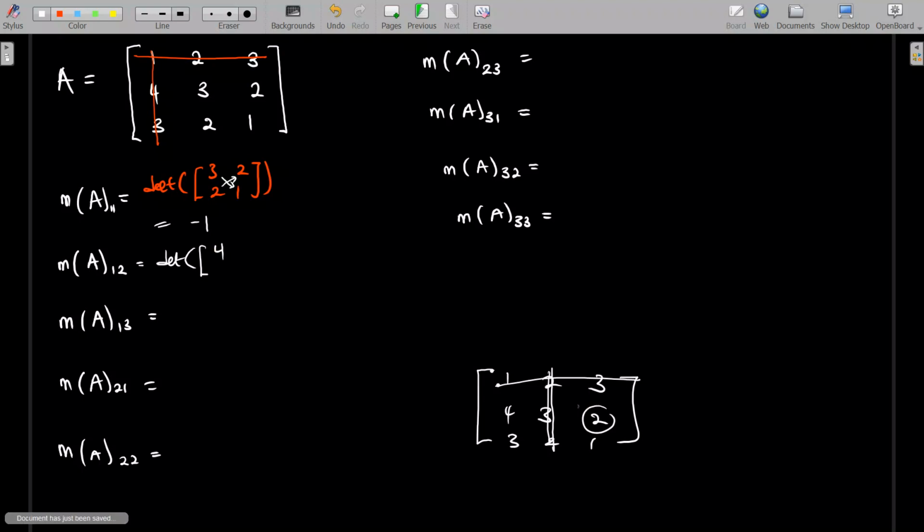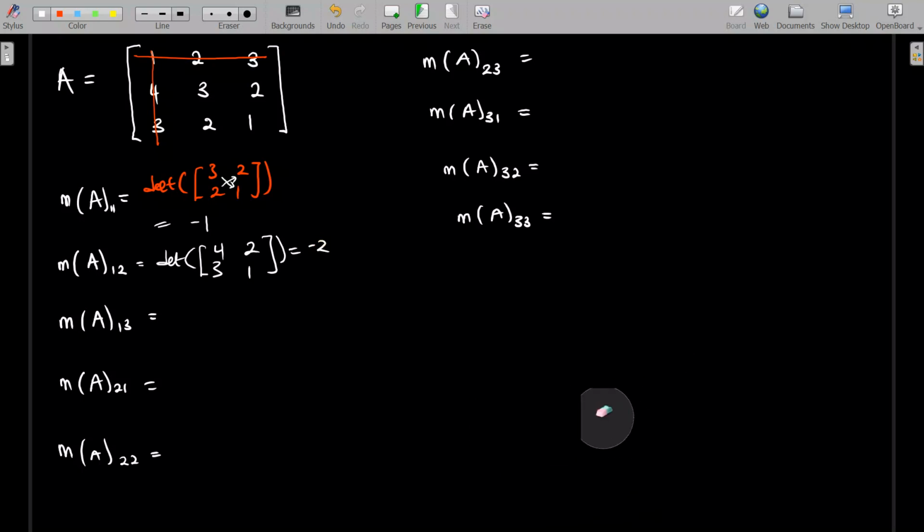I go to this one, I have 2 there. I come to the other one, I have 3, and then I have 1. So you just write these elements that are left as a matrix. The determinant of this is 4 times 1 minus 3 times 2. So it becomes 4 minus 6, that is negative 2, right? So you go ahead and you do that for all of them.